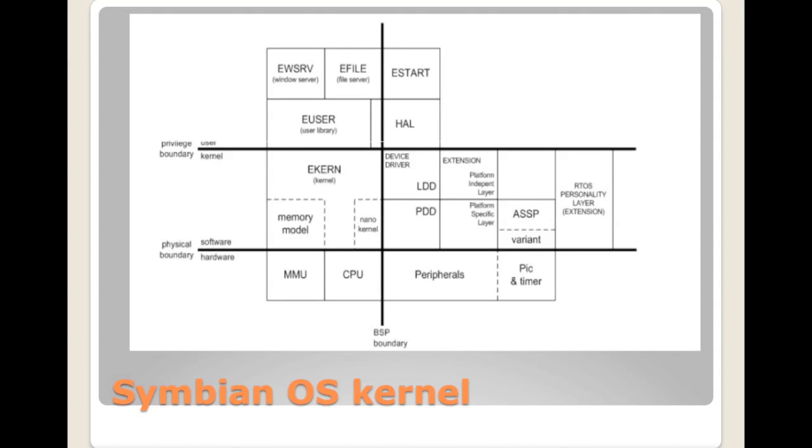Now let's discuss the Symbian OS kernel. Here we use two kernels: one is the Symbian OS kernel and the other is called the nano kernel. Now let's discuss the Symbian OS kernel.